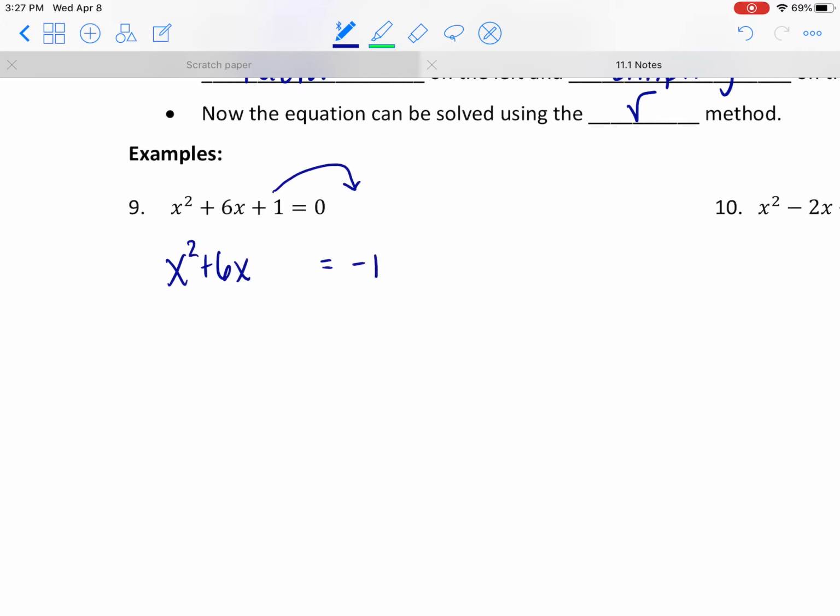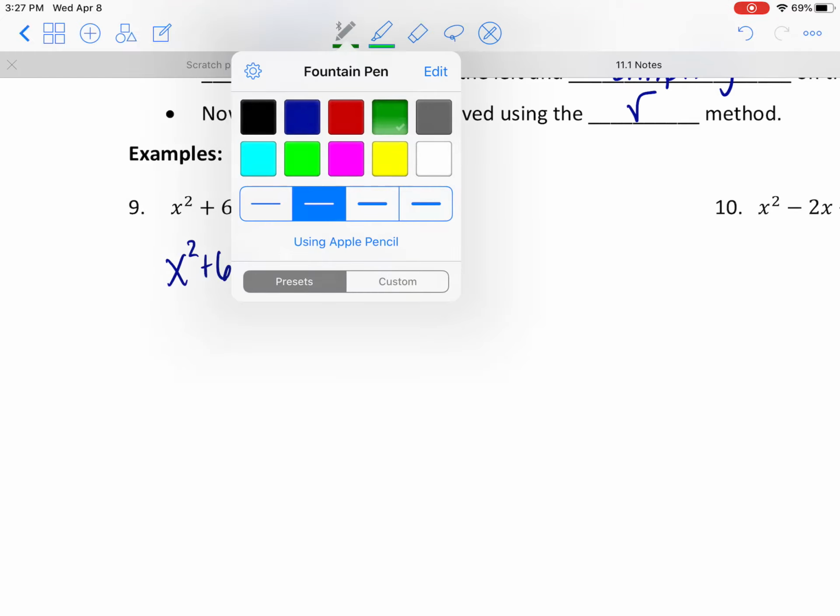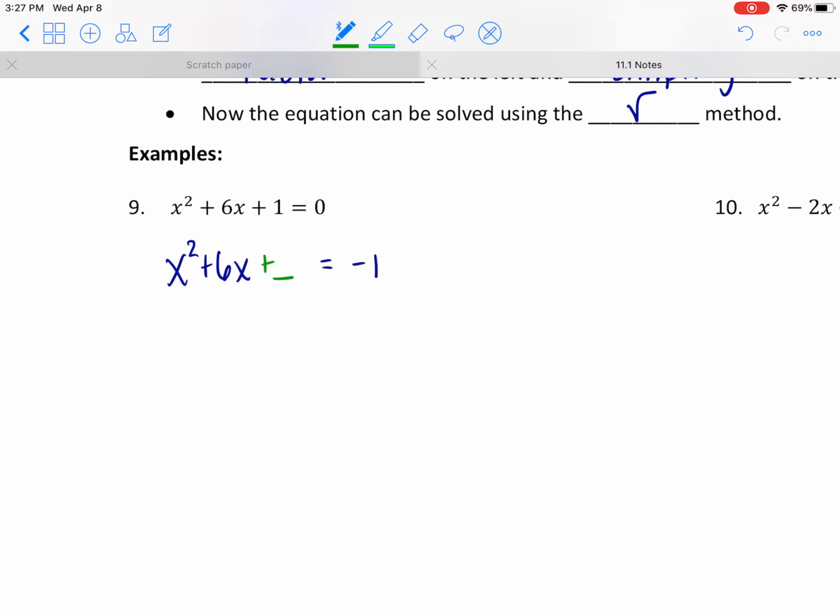So we're going to get this equation equal to the constant. x squared plus 6x is going to stay where they are, and so is the equal sign. I just want to move this to the other side. If it's a positive 1 on this side, it's going to be a negative 1 over here, right? Then I'm going to add something to both sides of the equation. What I like to do is put a little plus and a little blank on both sides, just so that I remember to add to both sides to keep the balance, okay? Whatever I add to one side, as long as I add it to the other, I'm not changing the equation.